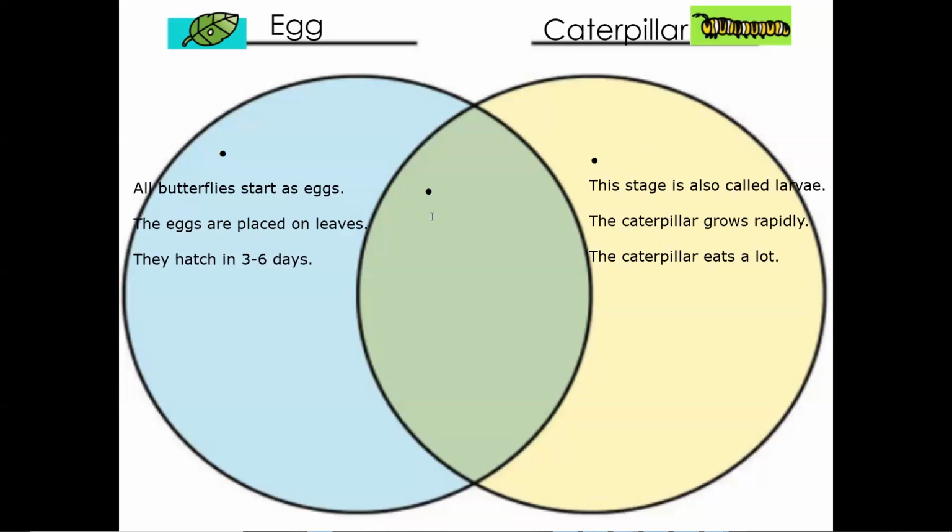Let's take a look at some things that are the same for both stages. In our notes, we can see that it says that they are both small. So we're going to write that in the middle of our Venn diagram because this information is true for both stages. I'm going to write both stages are small.